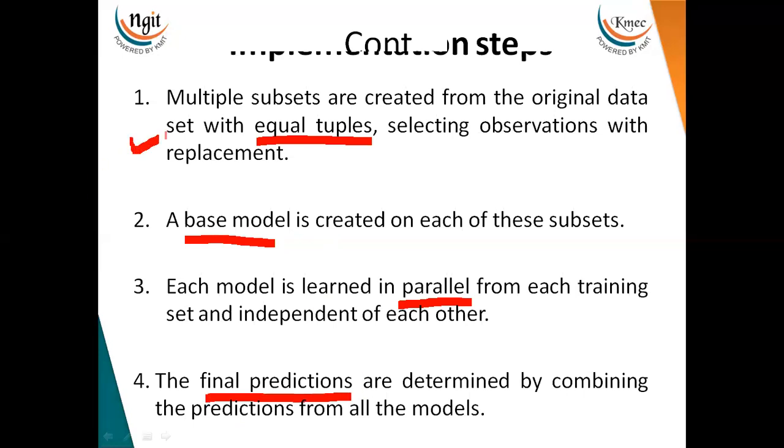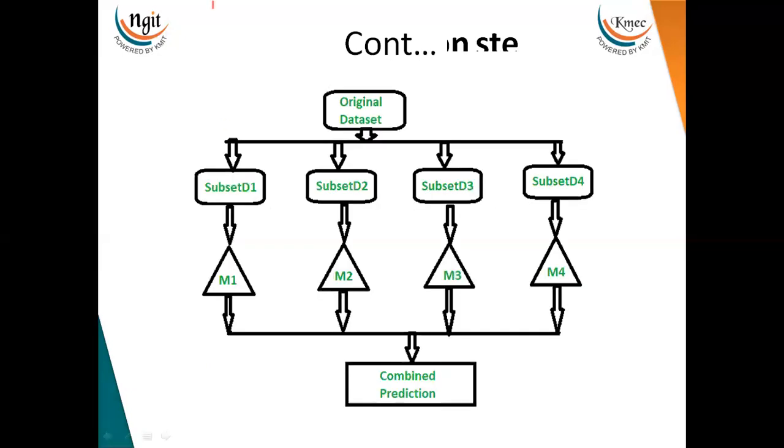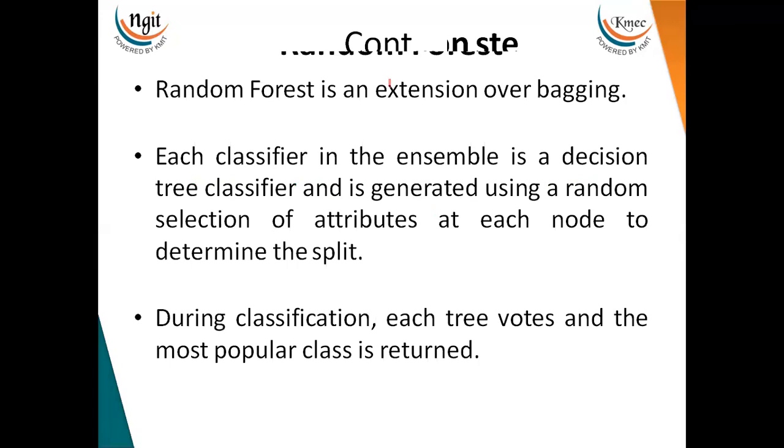So the first step is your bootstrapping. This is the execution step. And the last step is the aggregation. So your bagged model has two main steps, bootstrapping and aggregation. So how is our bagging? Divide the original data set into subsets, then execute them in parallel, and finally produce the combined prediction. Okay. Now, random forest. Random forest is a very good example of bagging. It is a bagged ensemble learning.